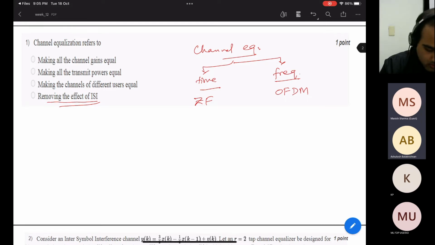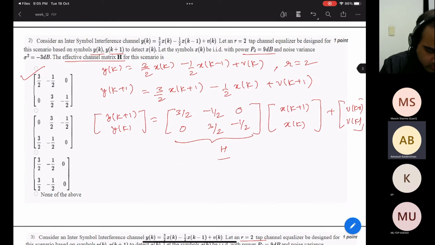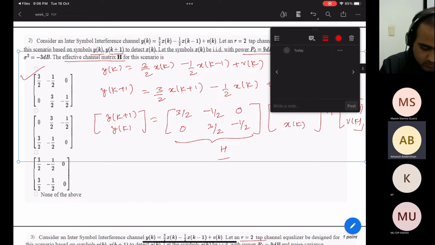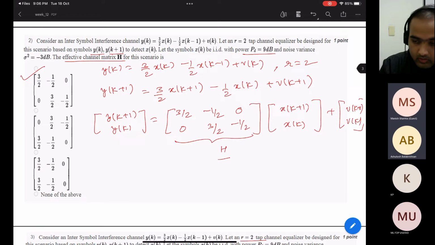And next 2, sir. Yeah, question 2. So we had to make the effective channel matrix. So we were given yk. Okay, we made yk plus 1, just time shifted, and write it in matrix form. Okay. It is only straightforward. If you read the question, the effective channel matrix H for this scenario, right? Okay, sir. Thank you, sir.